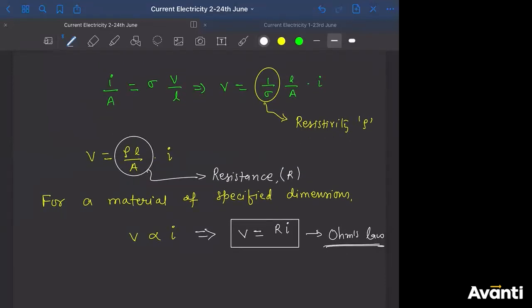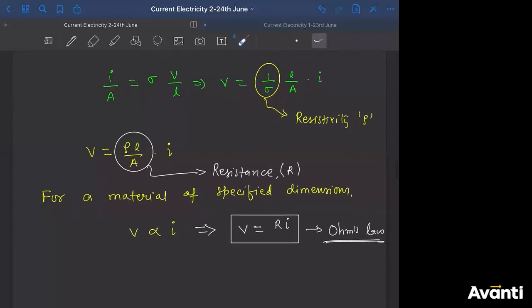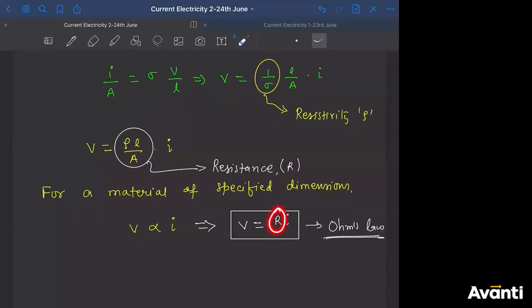Okay, acha, one more thing. What is this V? Potential difference. Don't get confused. V is the potential difference across the conductor or resistor, or across a resistance. R is the resistance of the material. What is I? Current flow. ठीक है? Please इसको याद रखिएगा.